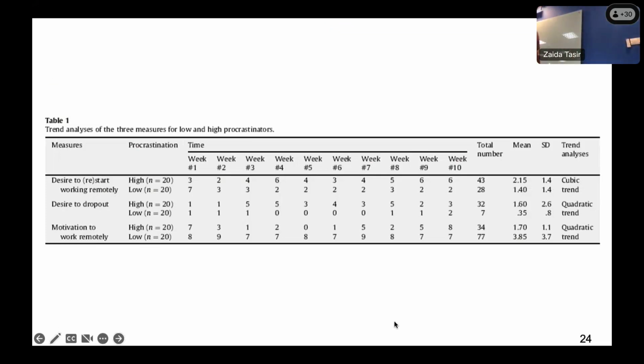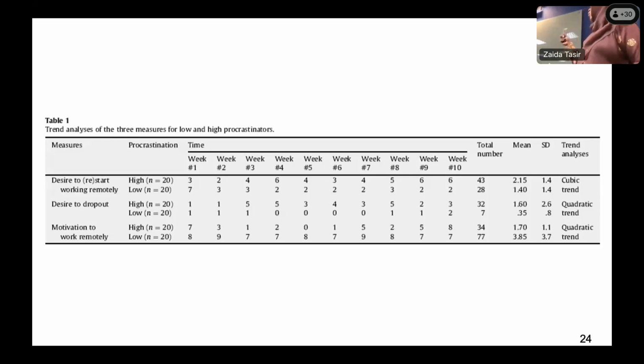If you have collected data from certain durations of weeks, week 1, week 2, week 3, this is where you can actually report it. What is the mean? What is the total number? What is the standard deviation? And what is the trend analysis? Is it cubic? Is it quadratic? Is it a straight line, linear trend, on the numbers of it.